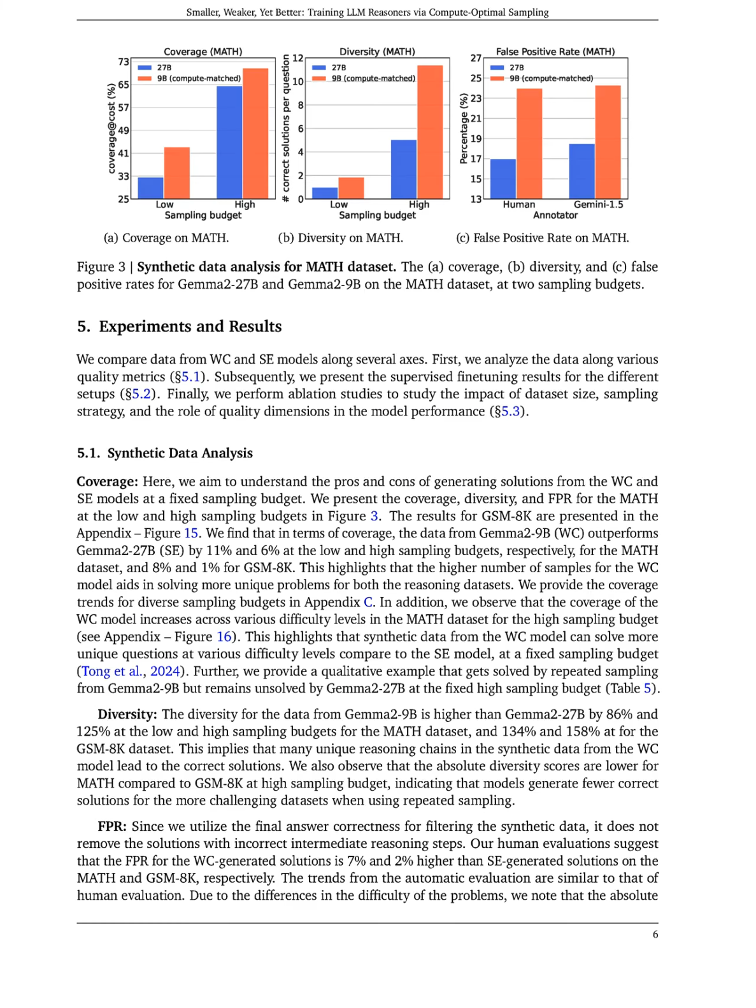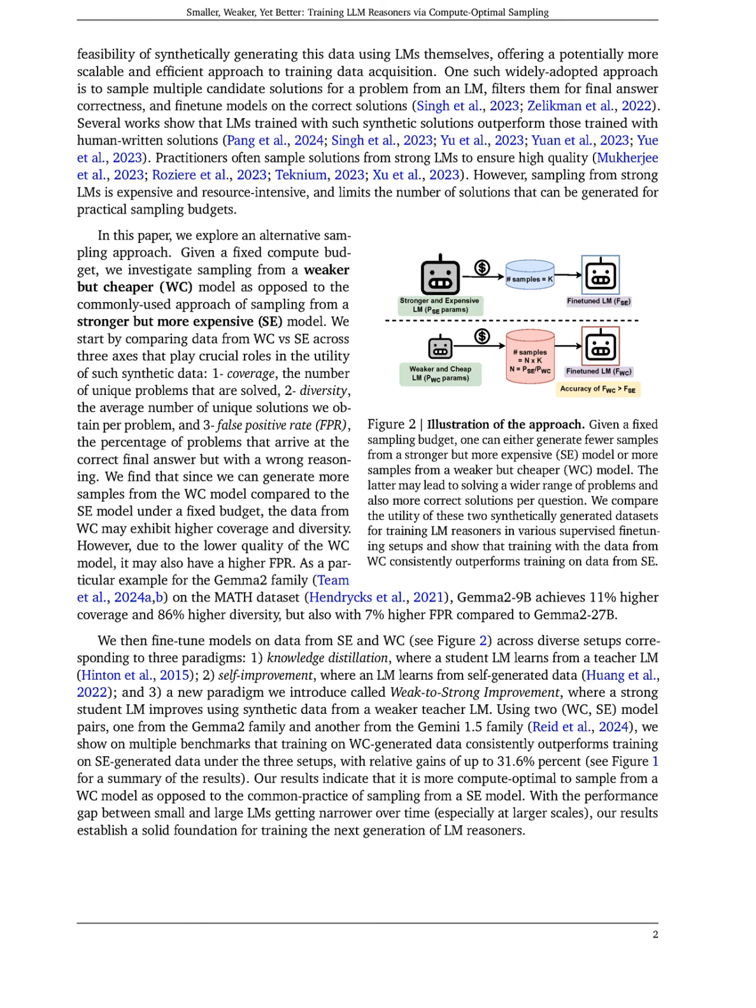In our study, we demonstrate the effectiveness of using a weak model, WC, to improve model performance through a specific example involving the Gemma 2 family of models. We start by generating synthetic data using the Gemma 2-9b WC model, which allows us to produce 3 times more candidate solutions per problem compared to the Gemma 2-27b SE model at a fixed compute budget.